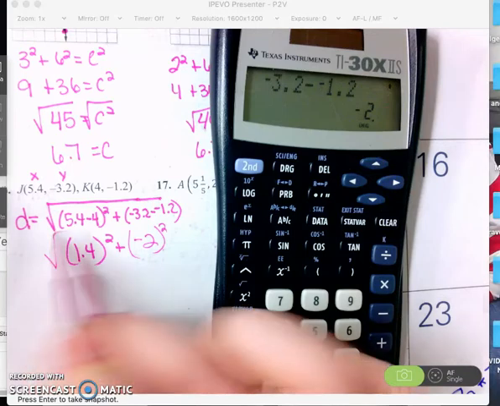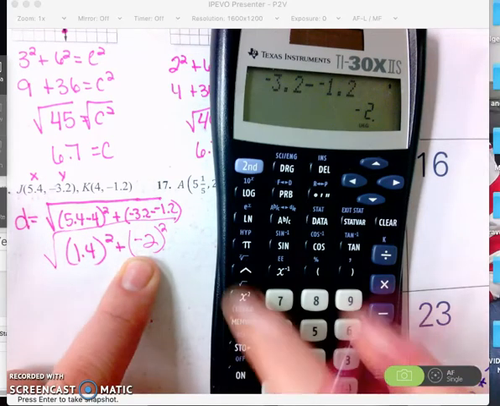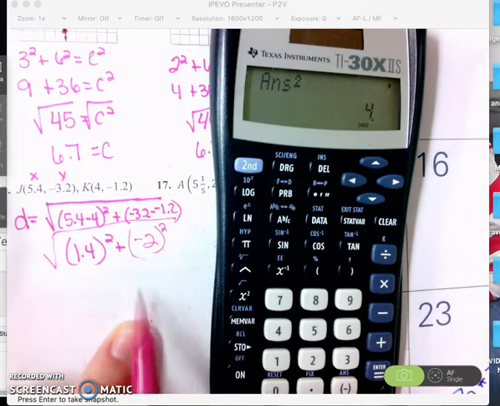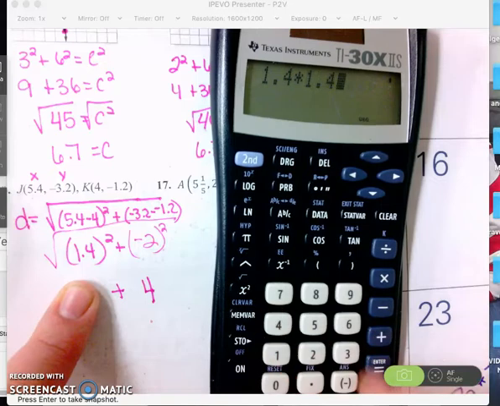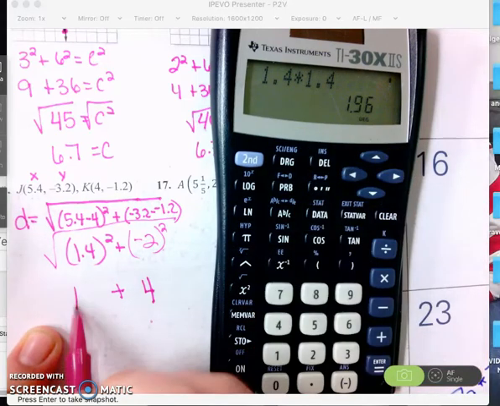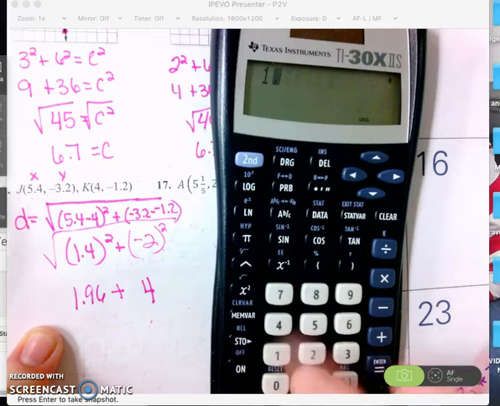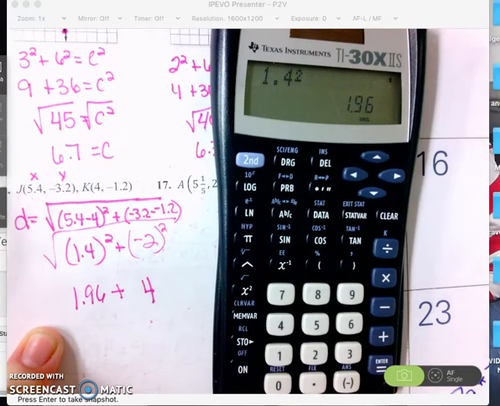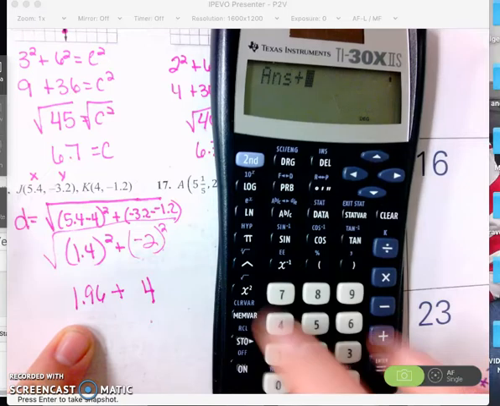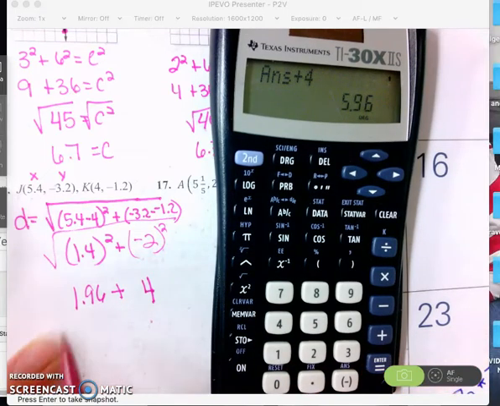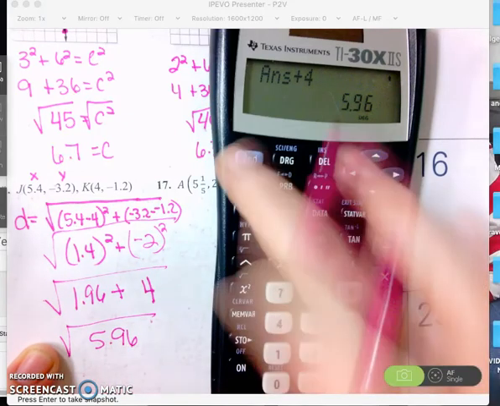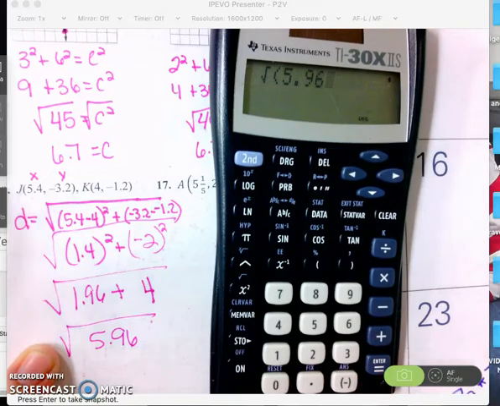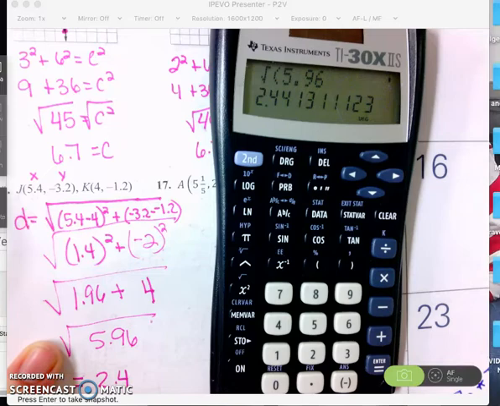So I get a negative 2 squared. So I need to find negative 2 times negative 2, which is 4. 1.4 times 1.4. I can do it that way, or I can do 1.4 and push that squared button. It'll get me the same thing. Okay, I need to add my answer to 4, or these two numbers, 5.96, and then I need to find my square root of 5.96. So this gets me 2.4, rounding to the nearest 10th.